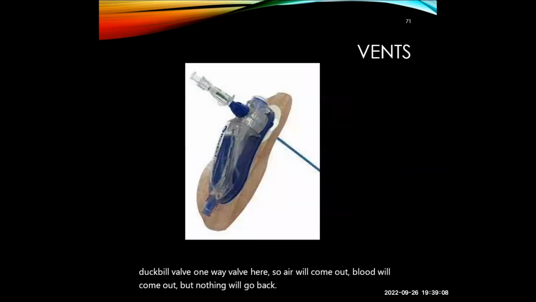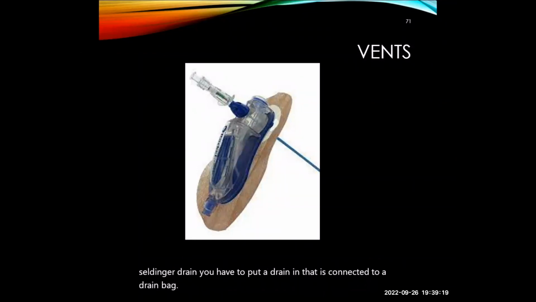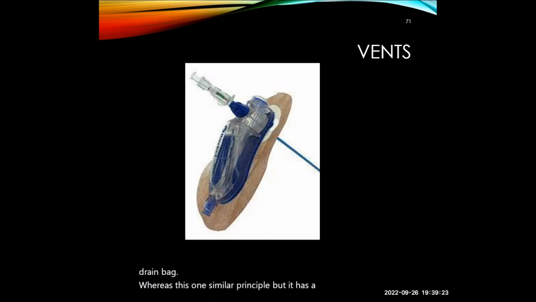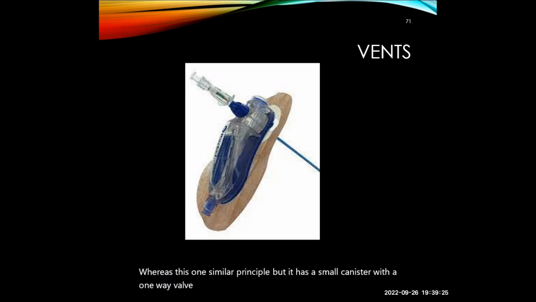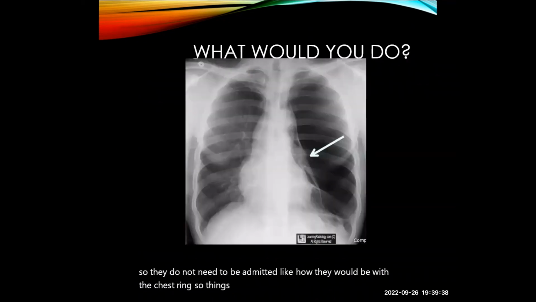More and more physicians are using smaller vents. In the Seldinger drain, you have to put a drain in that is connected to a drain bag. Whereas this one, similar principle, but it has a small canister with a one-way valve attached. So the air comes out, fluid comes out, and the patient can be sent home. So it is ambulatory respiratory care. They do not need to be admitted like they would be with a chest drain. So things are constantly evolving.